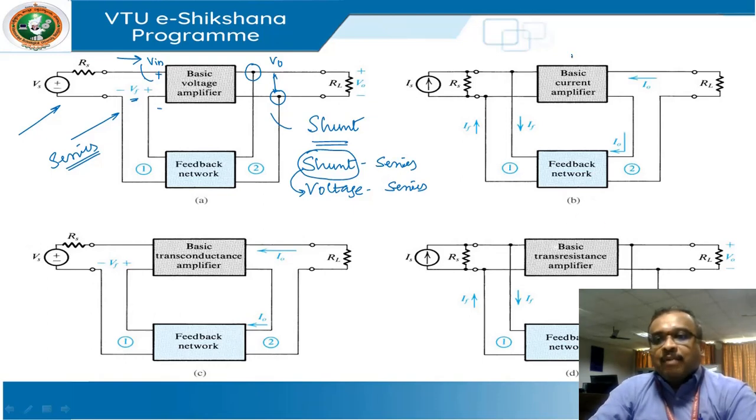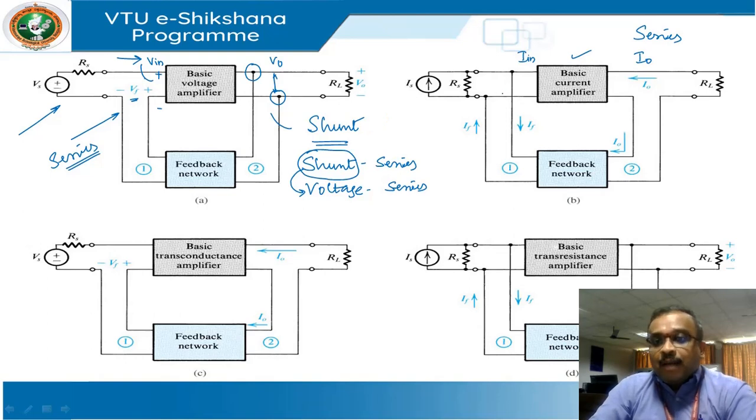What basic amplifier is being used? It is a current amplifier. What do we have at the input side? It is Ii. What do we have at the output side? It's basically Io. So I want to sample the output current, and when it comes to sampling the output current, we do it in series, correct? We do it in series.